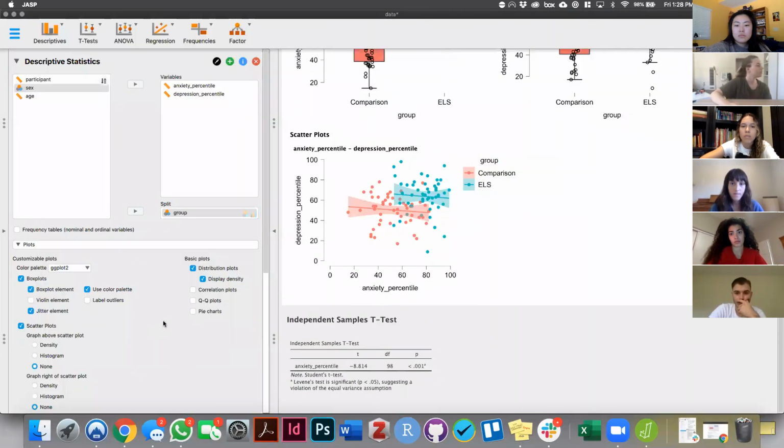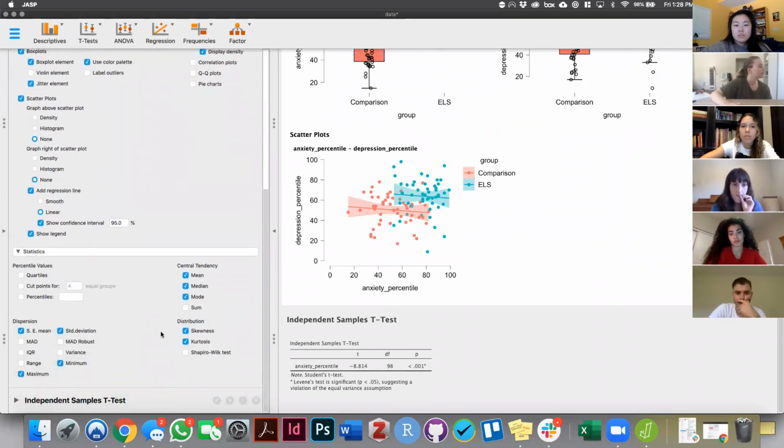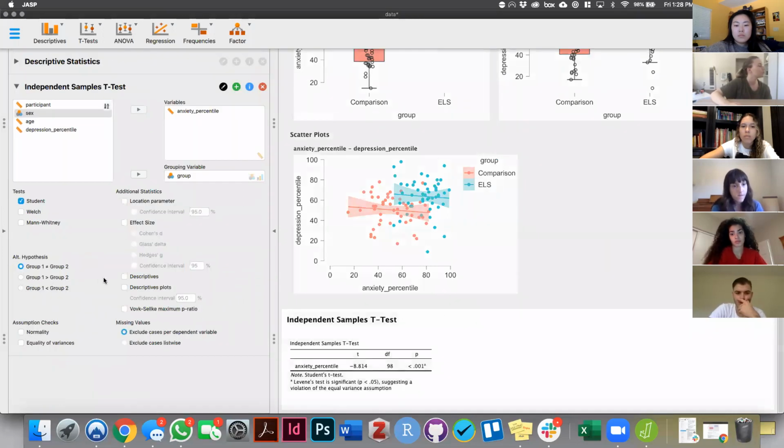So yeah, and then what else can you do here? You can choose what kind of test. This is called a Student t-test, from the person that invented it. Then you can decide what kind of hypothesis you're testing. So this is a 2-tailed hypothesis.